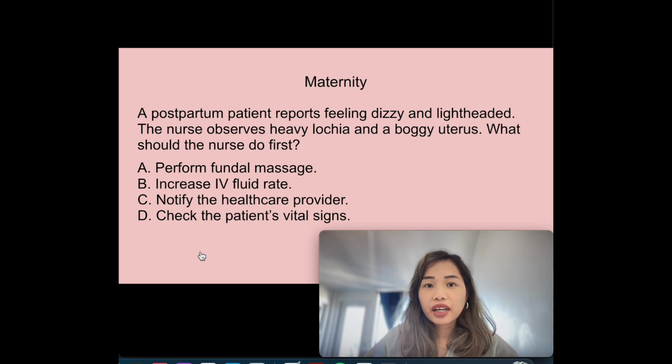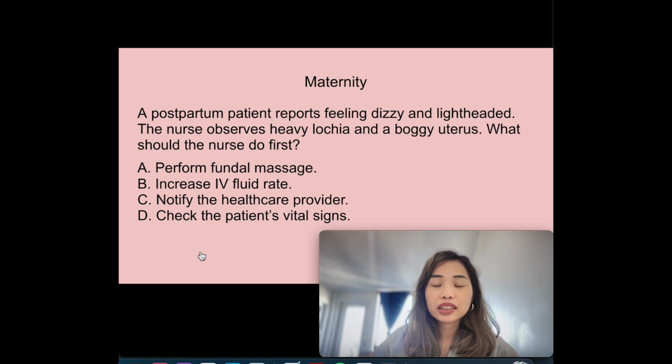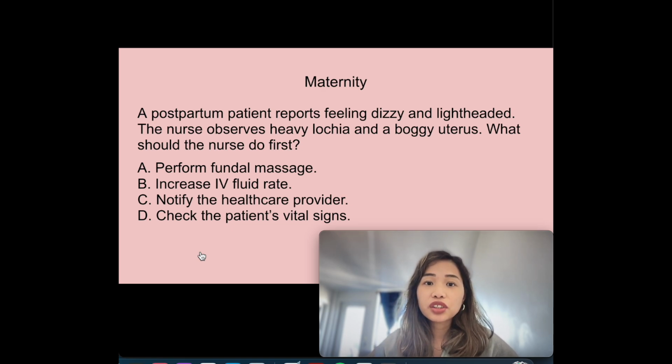Okay, now that you have your answer, let's look at the question. The key phrase here would be do first. What should the nurse do first? So what it's asking is, again, what's your first nursing intervention? Looking at the question, the patient is having heavy lochia and a boggy uterus. So what do we know about maternity in terms of postpartum? Heavy lochia and a boggy uterus means postpartum bleeding, postpartum hemorrhage. So that is an emergency.